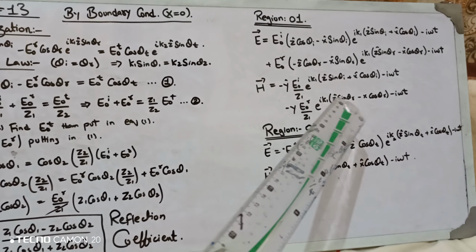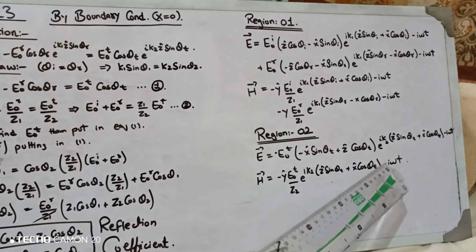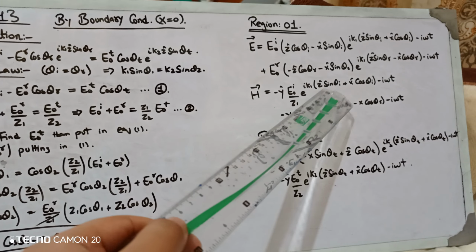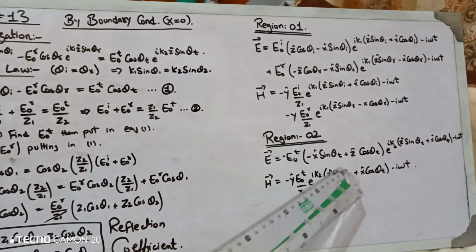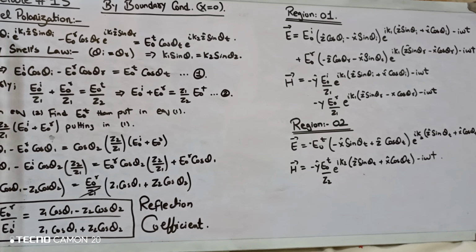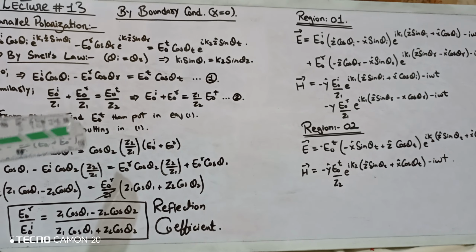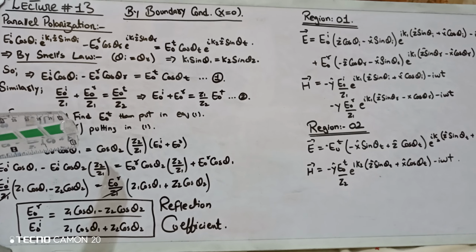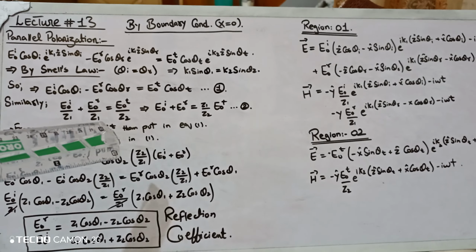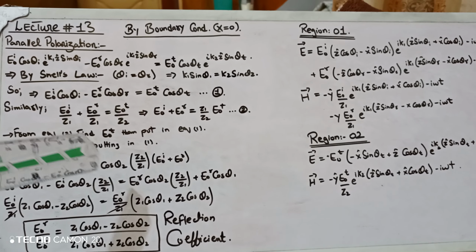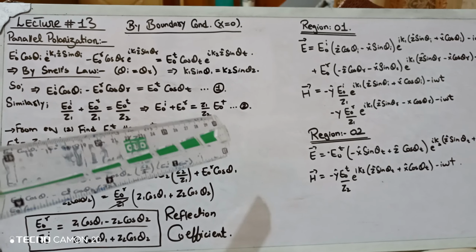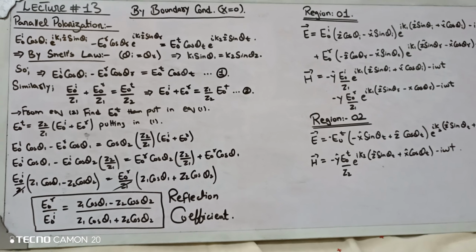Now how do these equations cancel the x terms? You know that already cancels, because x is 0, but e power iota k1 z sin theta, e power iota k1 z sin theta, and e power iota k2 z sin theta can be cancelled by applying Snell's law. So by applying Snell's law, you are only left with this equation, E naught i divided by z1 plus E naught r divided by z1 equals E naught t divided by z2. So take the LCM and move z1 to the other side, so it becomes E naught i plus E naught r equals z1 by z2 E naught t. So this is your second equation.